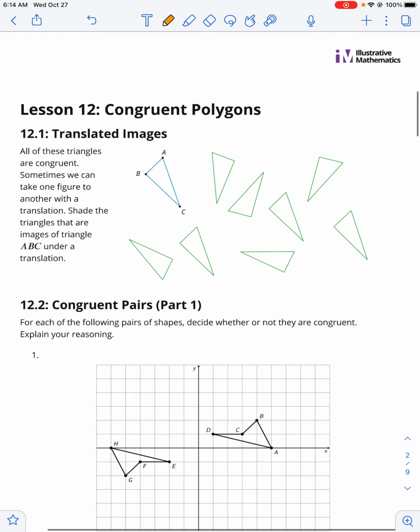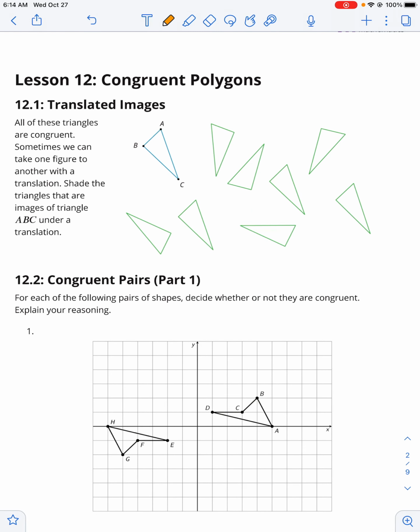All right, so let's talk about lesson 12 first. All of the translated images are congruent. Sometimes we need to take one figure to another with a translation. Shade the triangles that are images of triangle ABC under translation. So pause this video and answer 12.1.